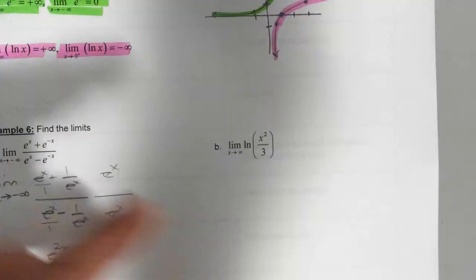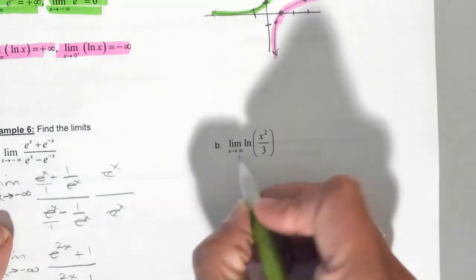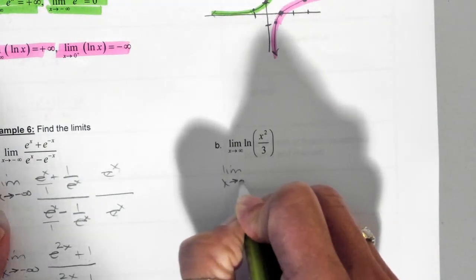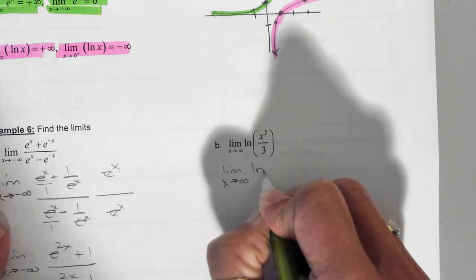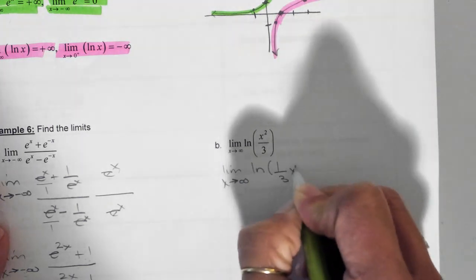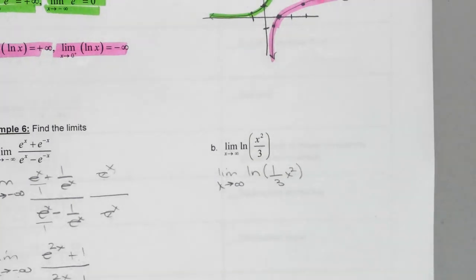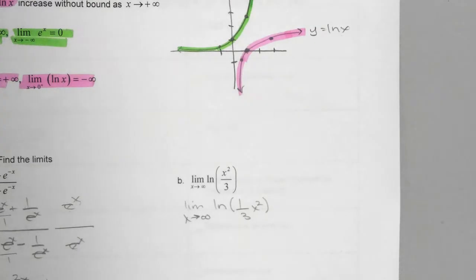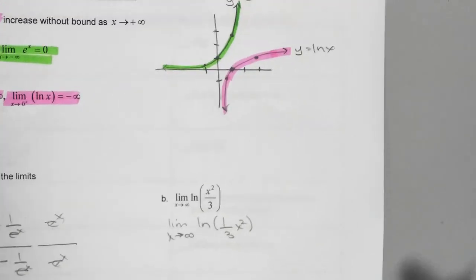Okay, so let's take a look at here. This is our last problem. We have the limit. This is essentially the limit as x is approaching positive infinity of the natural log of 1/3 x squared. Okay, here's my question. We did it already with e to the 2x. If I said to you the limit as x is approaching positive infinity of the natural log of x, end behavior, that's fine, right? You can get that.